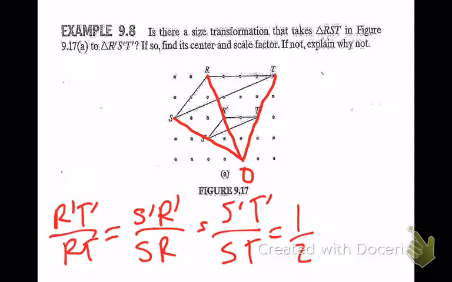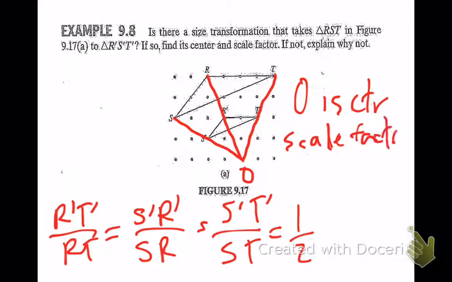And O is the center. So the scale factor is 1/2. Now when you do the scale factor, put the prime numbers on top. The prime distances on top. R prime T prime is the prime. That's the result. That's the image, not the pre-image. So you put that on top and then the original on the bottom. So it's 1/2. It's not 2. It's 1/2.